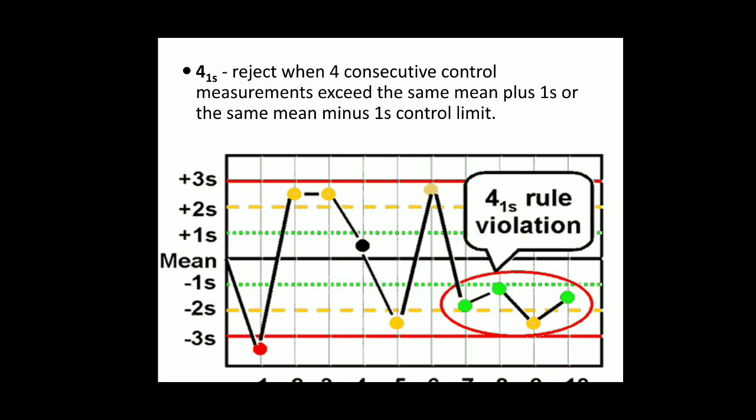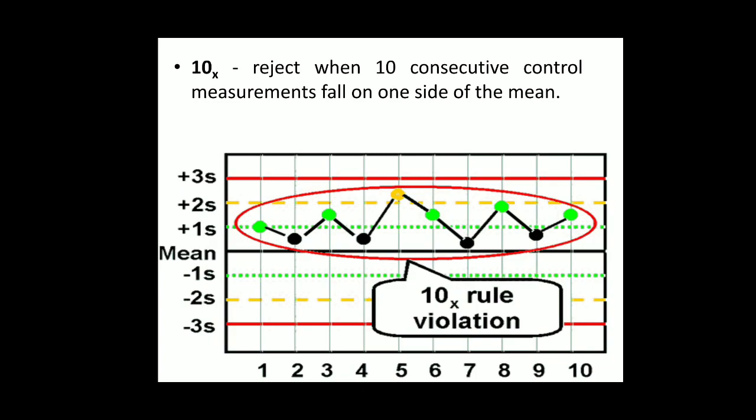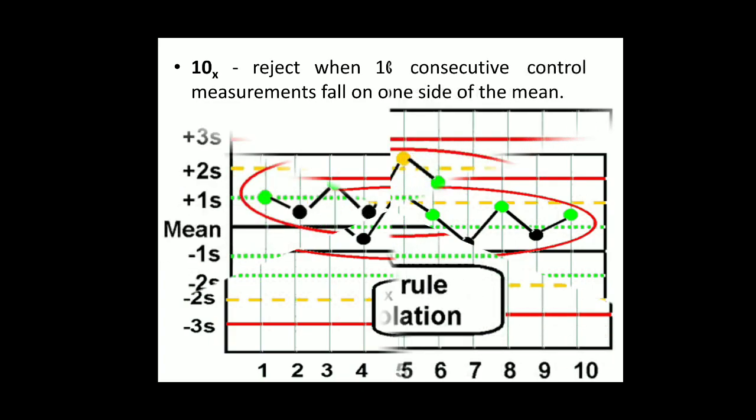Then 4 1S is there. So 4 days it is on the same side. 4 1S: 4 consecutive controls on the same side of the mean, either minus or plus. This is also a rule violation, we have to reject. We should not release the patient report. If the QC is falling on one side of the mean 10 consecutive times, so every day we are doing it, and for 10 days it is falling on one side only, again we have to reject the report. Do calibration, redo the QC and release.